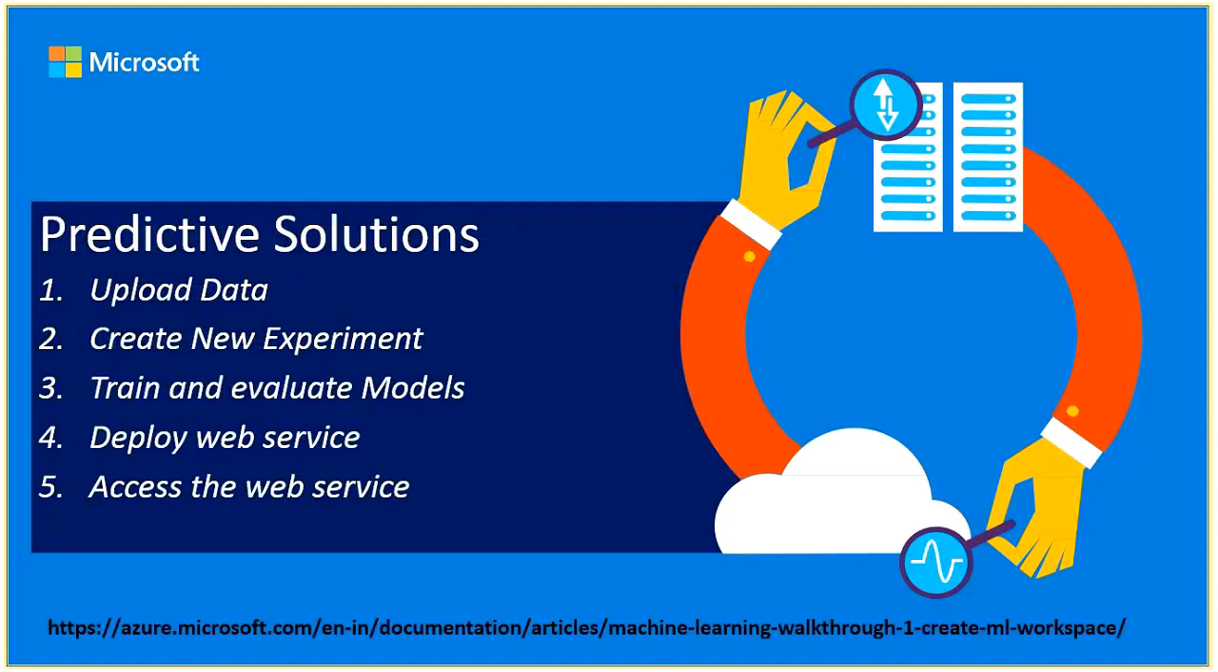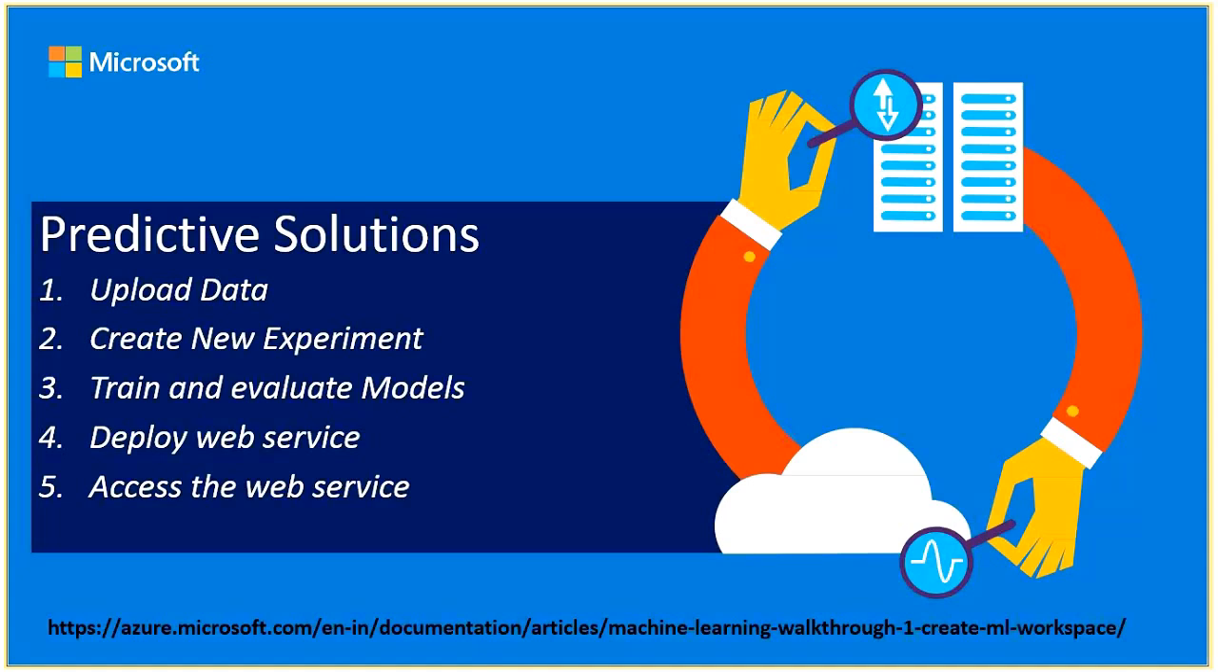When you're doing any predictive solution, what we did was upload the data, which is the first step, and then create an experiment out of it. Then train and evaluate the model, based on the regression you want to do. Then deploy it as a web service and access the web service. There is one link available, a step-by-step guide, which will help you achieve one single predictive solution. I think it is there for flight data itself. So you can use this link to try it yourself.